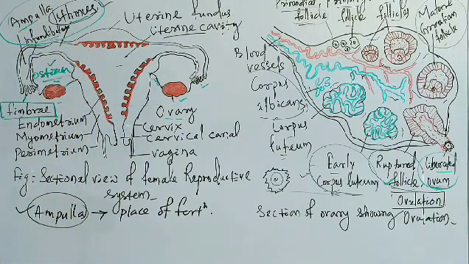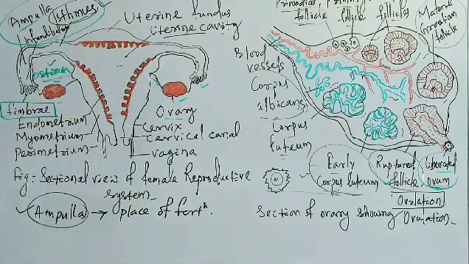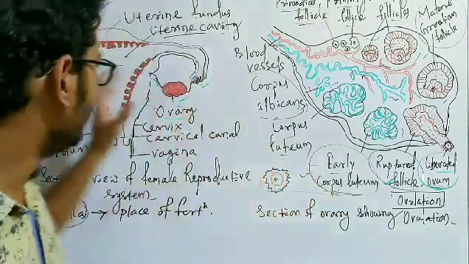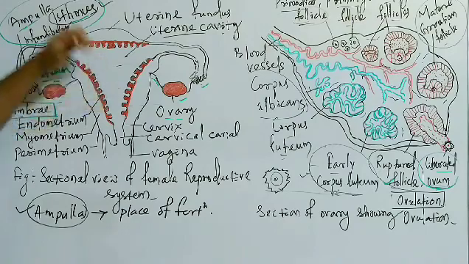So what are the different functions of this oviduct? The most important function is that it collects the ovum, and it helps in the transportation of the ovum. It conveys the ova from the ovary to the uterus.